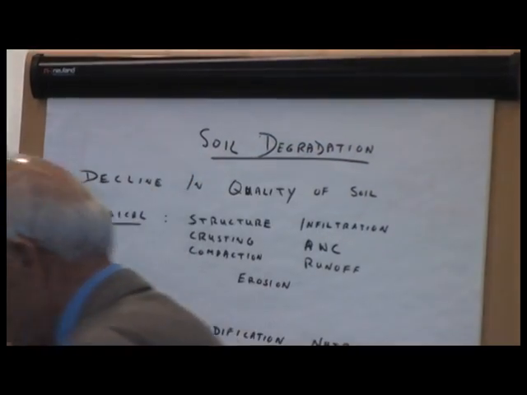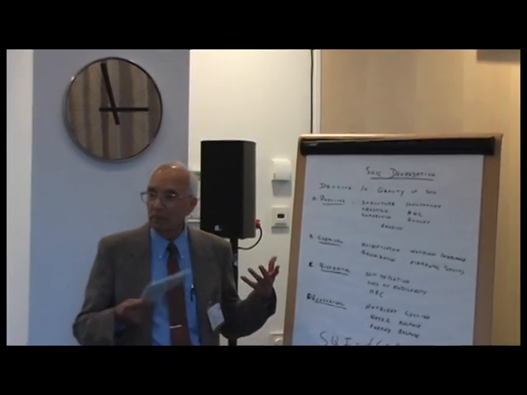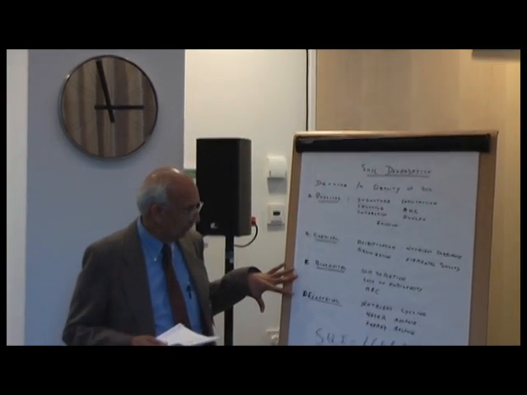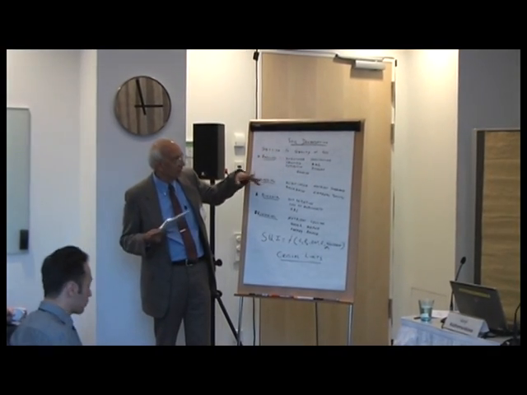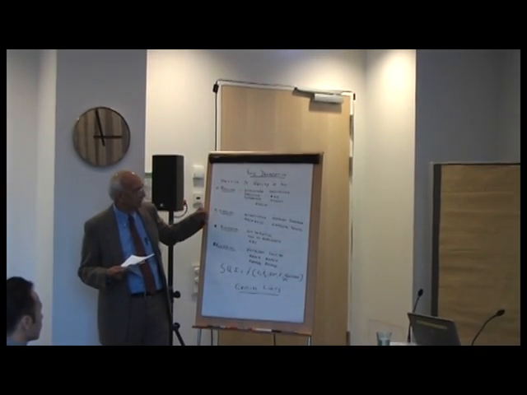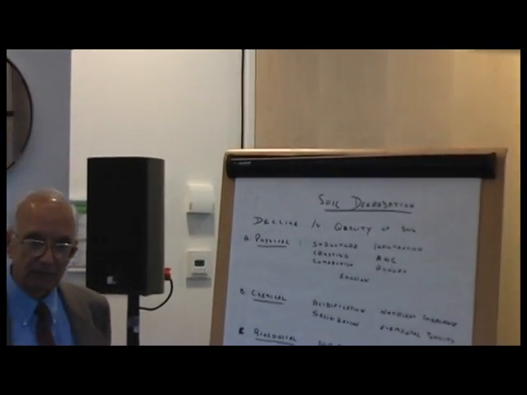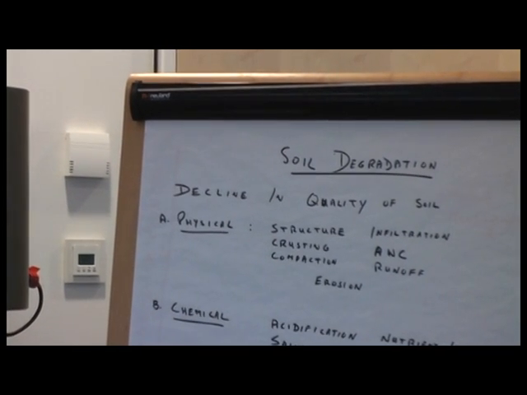Dr. Von Braun asked me yesterday to explain very briefly what we mean by soil degradation. So forgive me for preparing this handwritten note. I did have a PowerPoint, but I decided not to use it. Soil degradation really is a decline in the quality of soil, its capacity to perform some ecosystem functions. There are four types of soil degradation that we know. Physical, which is structural degradation: soil structure, infiltration rate decline, crusting, compaction, reduction in available water capacity of the soil. Of course, infiltration decline leads to runoff and, of course, erosion. So these are some examples of physical degradation.